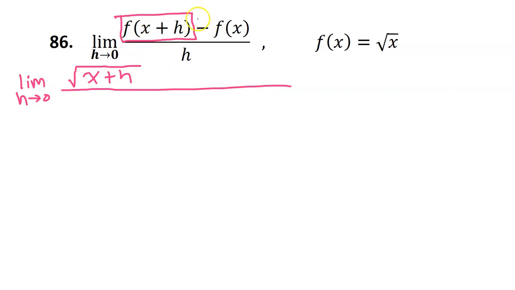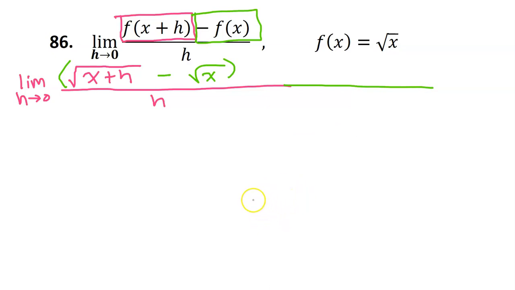Next, we do the minus f of x part. So we go minus, and f of x is just the square root of x. And then in the denominator, we just have the h. Well, this one has square roots in it. So in the past, we've simplified problems like this by multiplying by the conjugate of the numerator. That's how we deal with square roots. So let's do that now. Let's multiply by the conjugate of this.